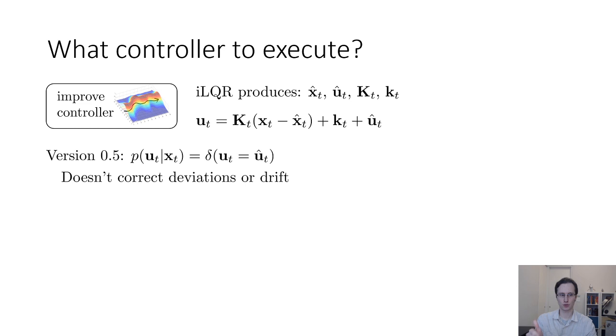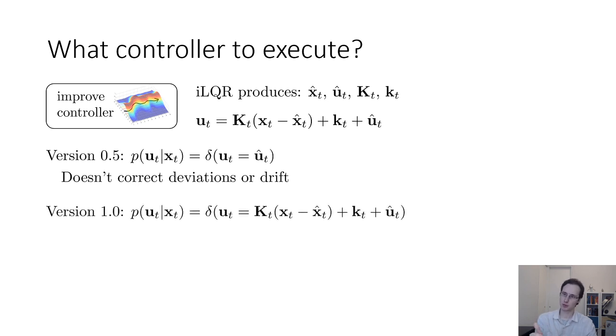This is a bit problematic because it doesn't correct for deviations or drift. Your model is almost certainly not quite correct, which means that as you run this controller, you'll make little mistakes and you'll go off course, and this won't correct them. So this is an open loop controller, of course. So a much better choice is to take the action prescribed by the LQR control law, K(x - x hat) + k + u hat.